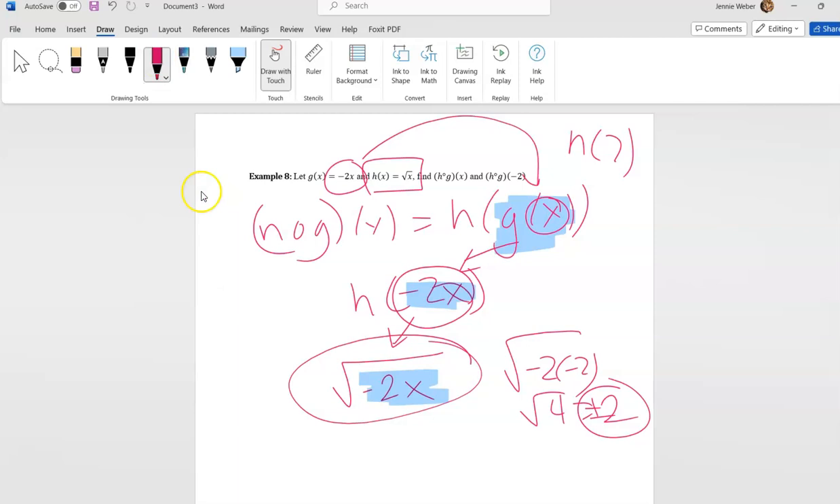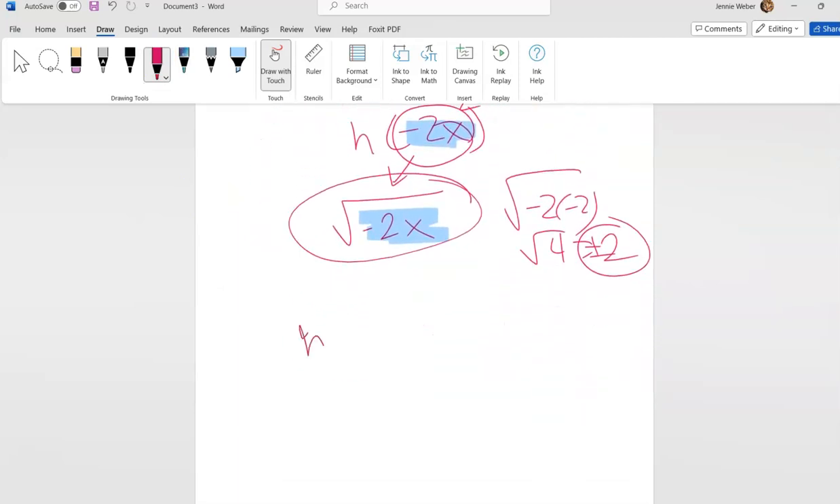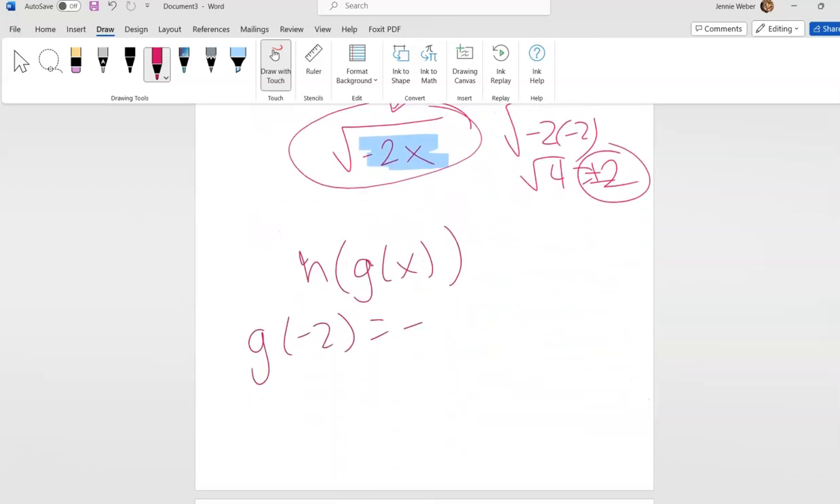I could also do this the other way. So I have h of, what did I just say I had? H of g of x. I forgot what I named my function. So I could find g of negative 2. Okay. So g of negative 2 is going to be negative 2 times negative 2, which is 4. Okay. So now I know that this is this in here because this was h of g.